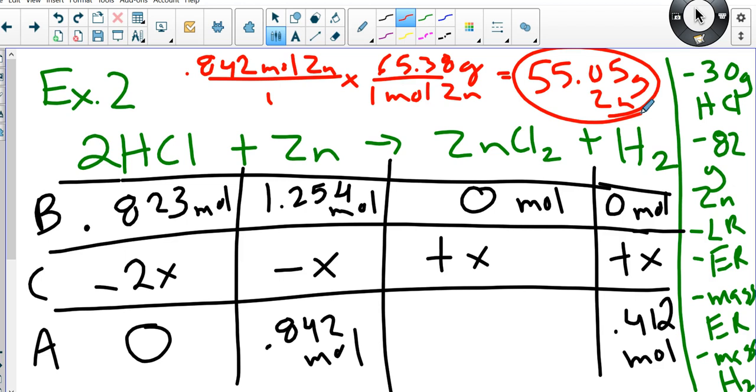You should have gotten 0.832 grams of hydrogen produced. Did you get that? And that kind of makes sense. You have a little bit less than half a mole, and a mole of hydrogen weighs 2, so can I help anybody with anything that I've done here?